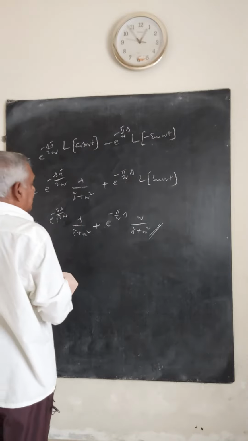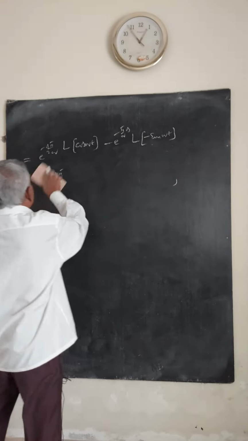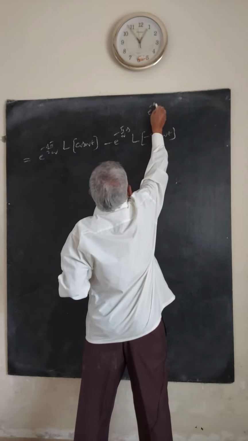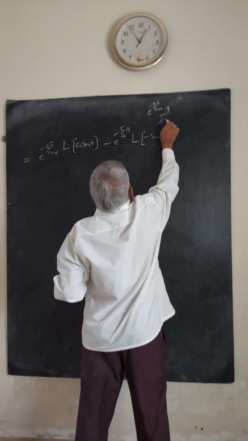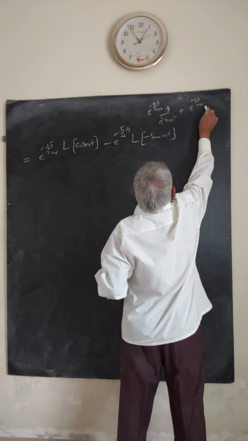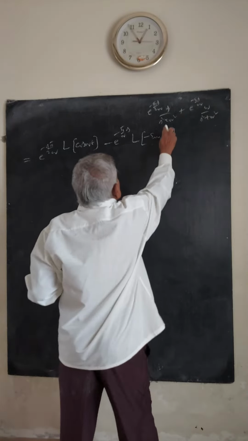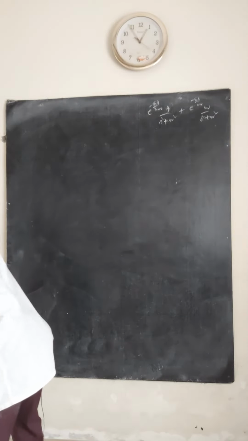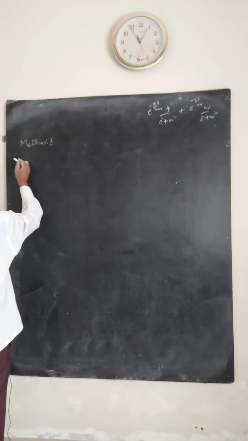We are going to see the same sum by method 2, the direct method. Let us write the answer to verify: e power minus pi s by 2 omega, s by s square plus omega square, plus e power minus pi s by omega, omega by s square plus omega square. To verify, we are writing the answer at this side. Method 2. Sum number 3.